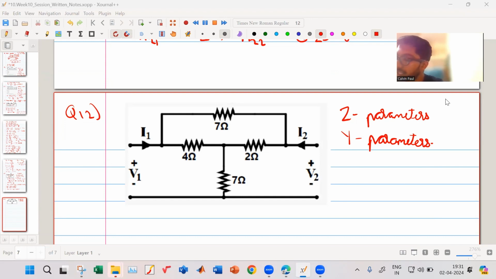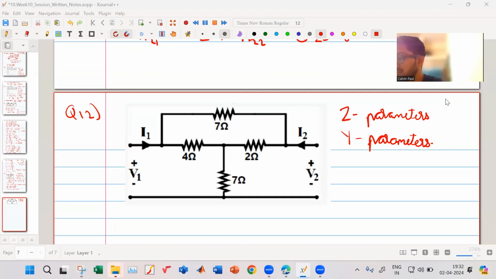So now I am saying, you have to find Z parameters and Y parameters. If you find the Y parameters, you will get Z parameters. If you find Z parameters, you can get the Y parameters. Now, which set of parameters will be easier to find? Sir, Z parameter is easier to find.